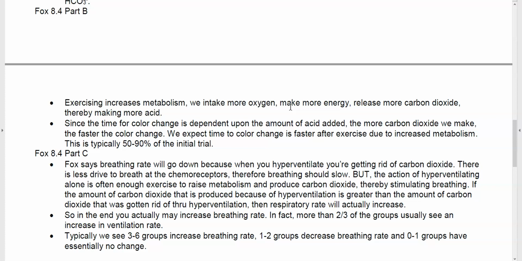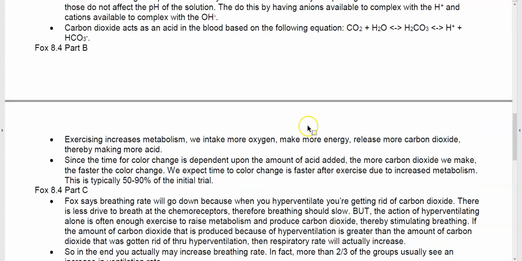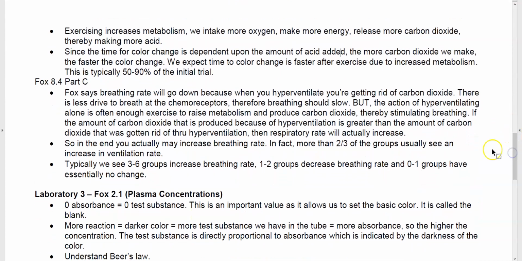So what happens during that experiment is the way we titrate in acid is we bubble carbon dioxide in through a straw. And carbon dioxide, as we saw in this equation up here, CO2 forms H plus and HCO3 minus. So the more CO2 you have, the more H plus you have, and the faster you're going to change pH. So the time to color change before and after exercise is dependent upon the amount of acid you have.